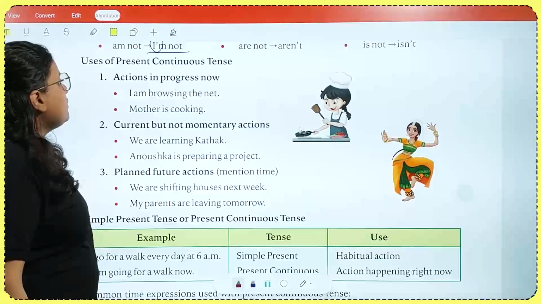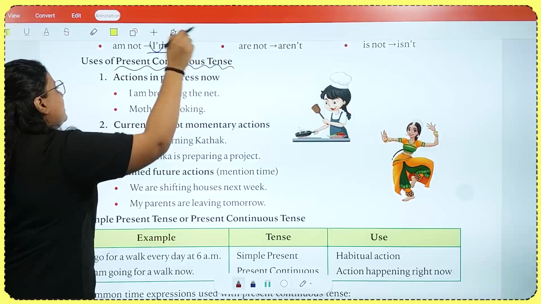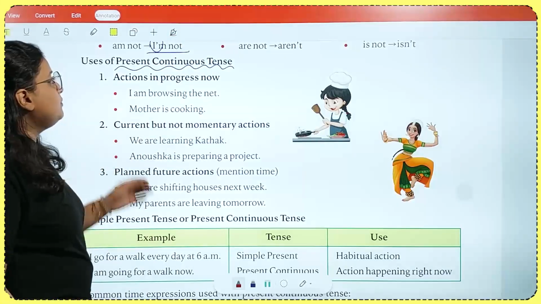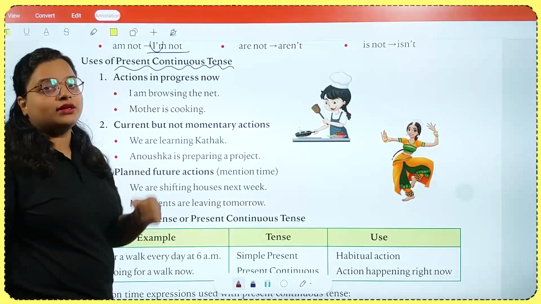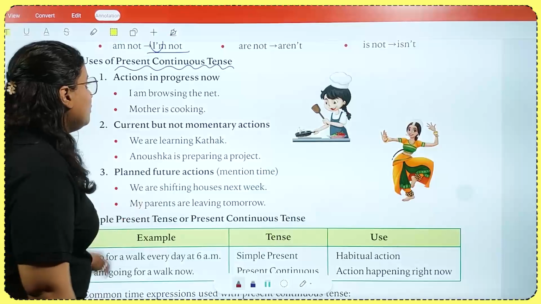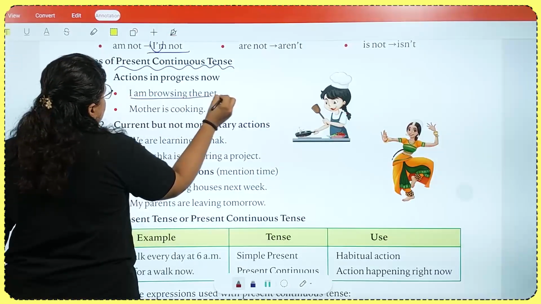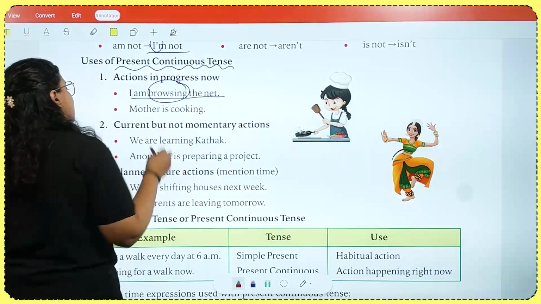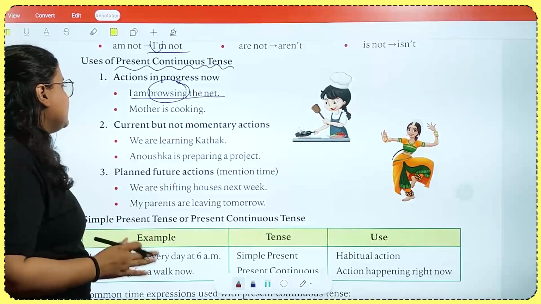Okay. Uses of present continuous tense. How are we using this tense in our daily life? Action in progress now. जो काम अभी हो रहा है, like I am teaching you right now. So I am teaching on the blackboard. So right now it is going on in progress. I am browsing the net. So here the word browsing is showing that the person is looking for something on the internet.